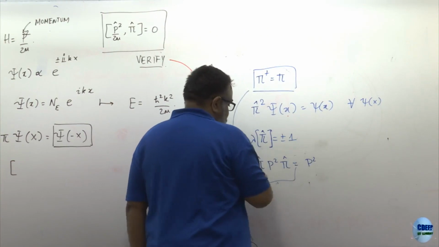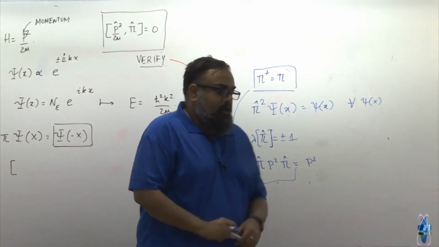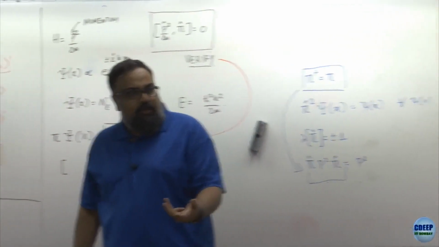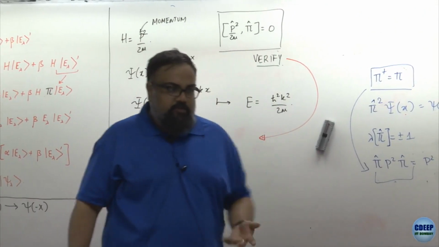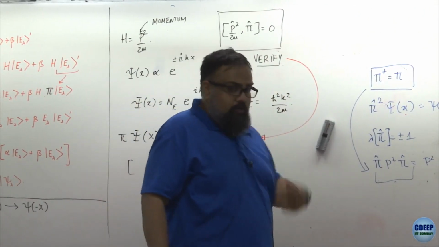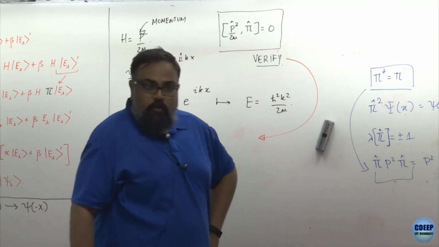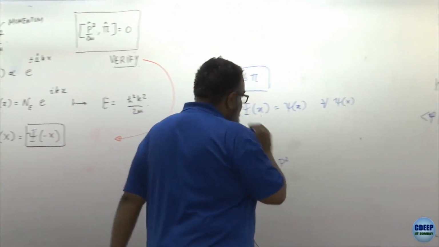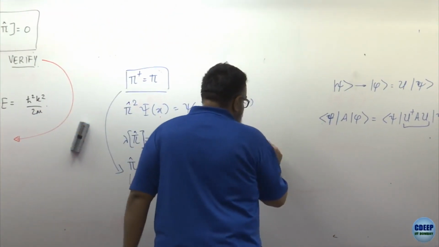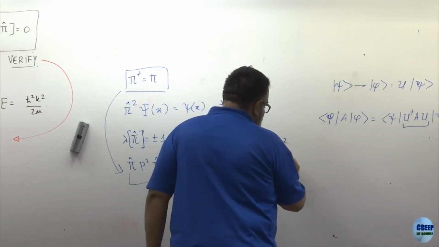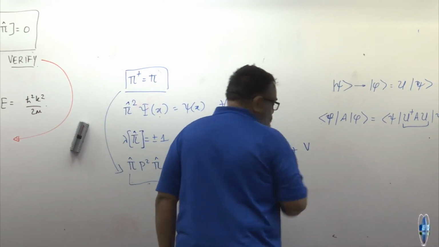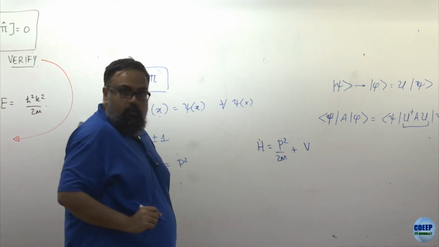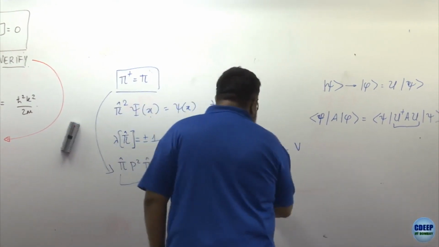And hence I can basically write this instead. And by hand, I just argued essentially that the parity operator is an even function. The p squared operator is an even function, right? What that means is that if the Hamiltonian, essentially I write as p squared over 2m plus v, and I apply the parity operator on both.